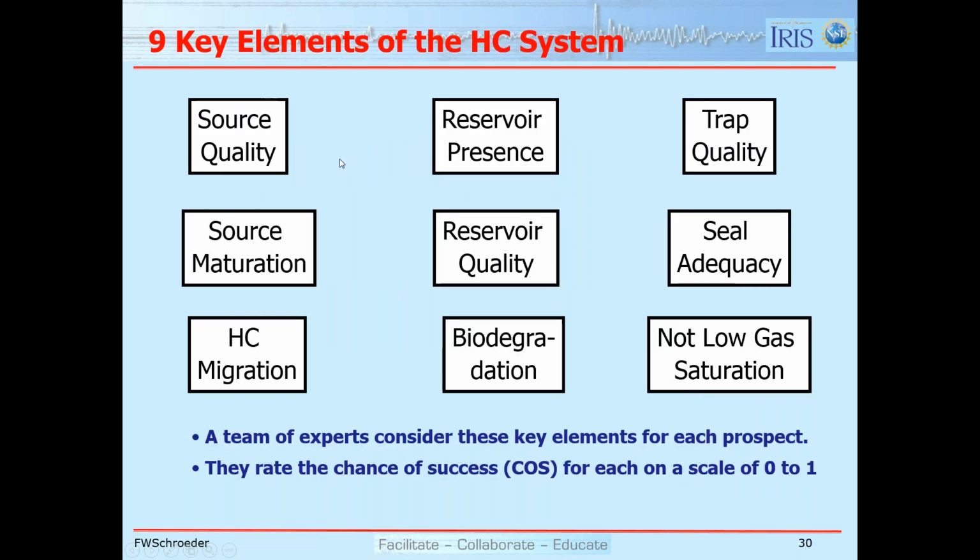So what we'll do is we'll think about how risky some of these different elements are. The source quality, the source maturation, hydrocarbon migration, reservoir presence, reservoir quality. Did we have biodegradation? What's the quality of the trap? What's the sealing capacity of the seal? And what's the chance that we would not have low gas saturation? And so we put a team of experts together to come up with the numbers as to what the risks are for these 9 elements.